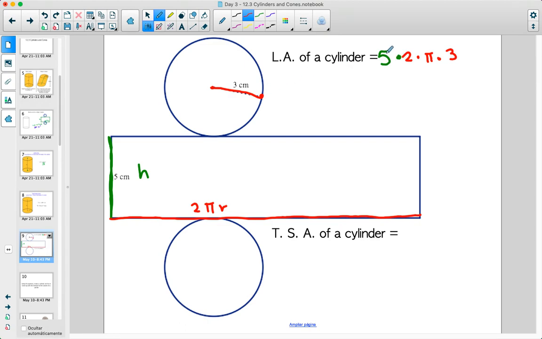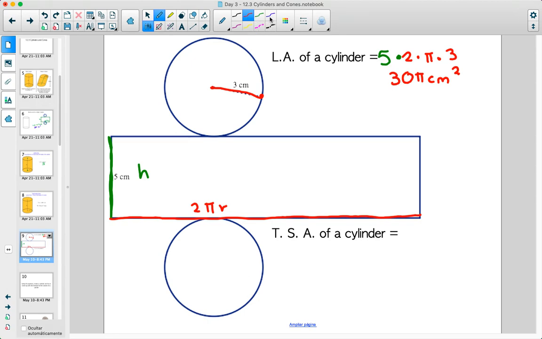So altogether we have 10 times 3. Let's keep it as exact, so we're going to keep the pi in there. So this is 30 pi centimeters squared. Do not forget unit squared. All right, that's the lateral area. Let's do total surface area.